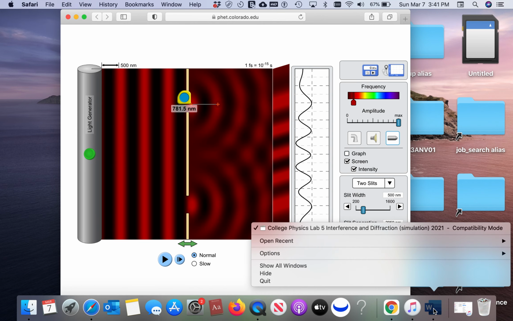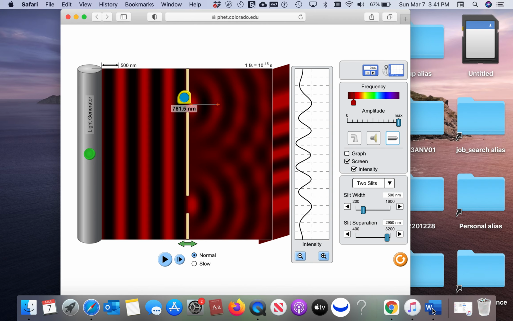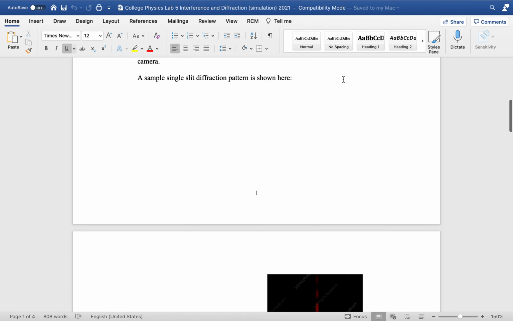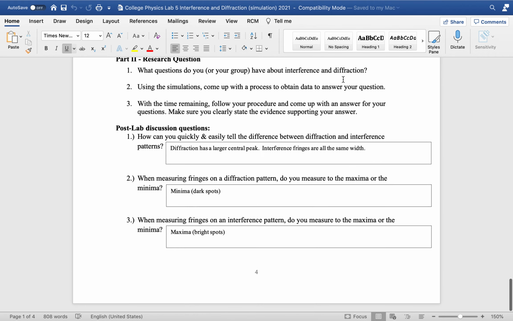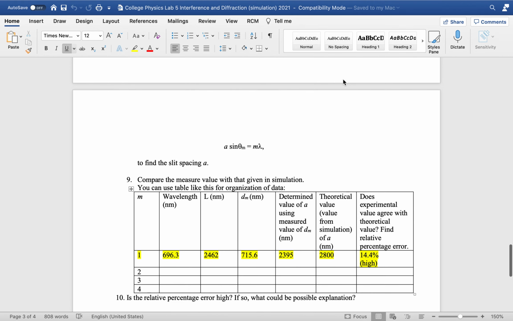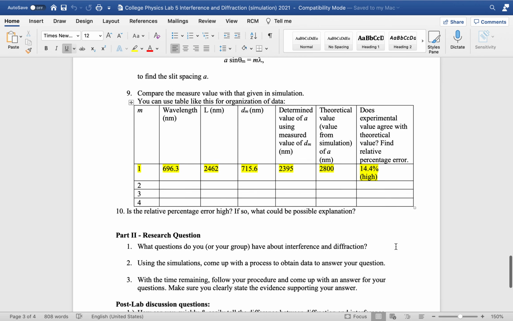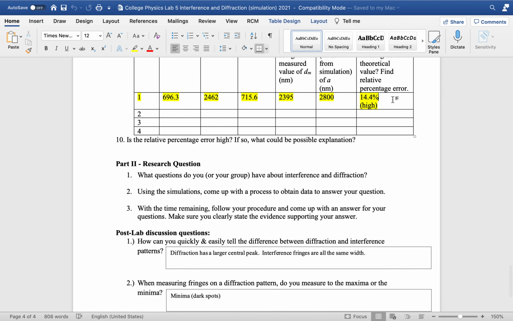After they do this, they are going to get the values, right? So m, wavelength lambda, L, d, and then just compare those values here. It does have a high percentage error, so that's probably something they will also find.